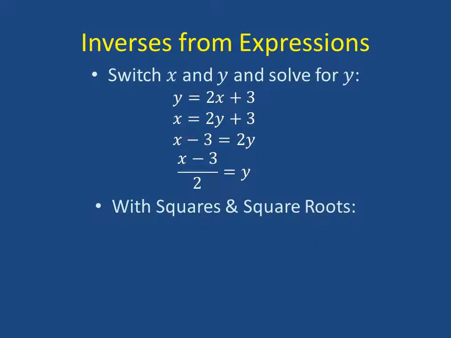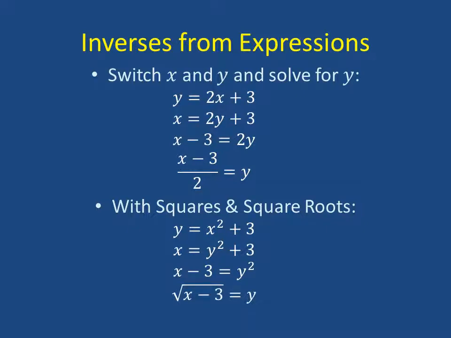Trying this with squares and square roots, here's a problem, y equals x squared plus 3. We'll switch x and y so we get x equals y squared plus 3. Subtract 3 from both sides, and then find the square root of both sides to get y equals the square root of x minus 3.